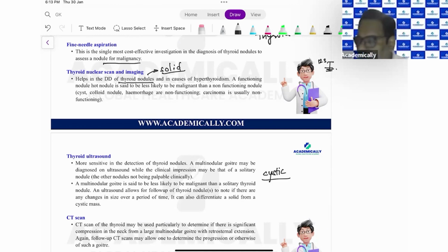Now, there are two important types of uptakes. One is called a hot nodule, and one is called a cold nodule. Okay, hot nodule and the cold nodule. So suppose, okay, like this. What is the difference between hot and cold nodules?